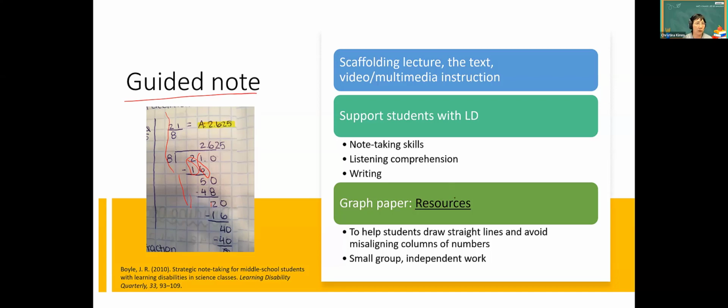Right here, you don't have to draw it or buy it. It's online, it's a resource. They have many different types of graphic notes, so you can just download it and then use it in your classroom.